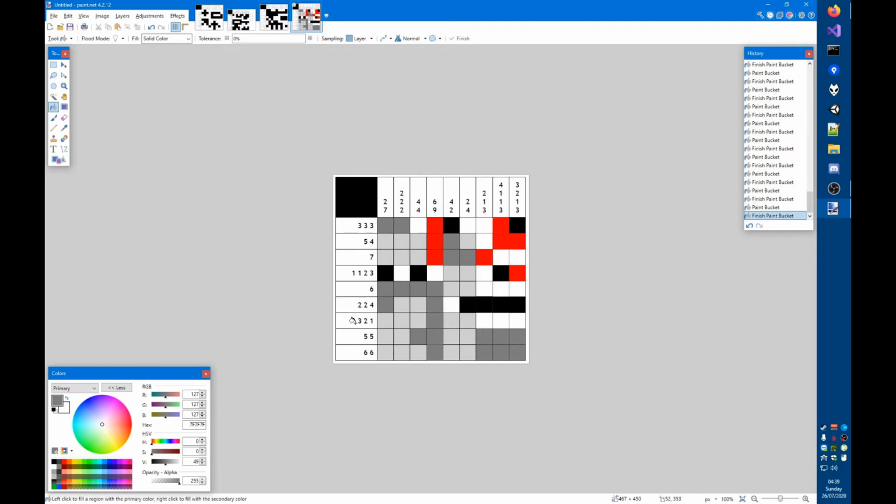3, 2, 1. This is forced. Look at this. The only way to fit the 3 is using 2 cells. The 2 must be a red and the 1 must be a black, and there's just too much white on the right to allow anything else.